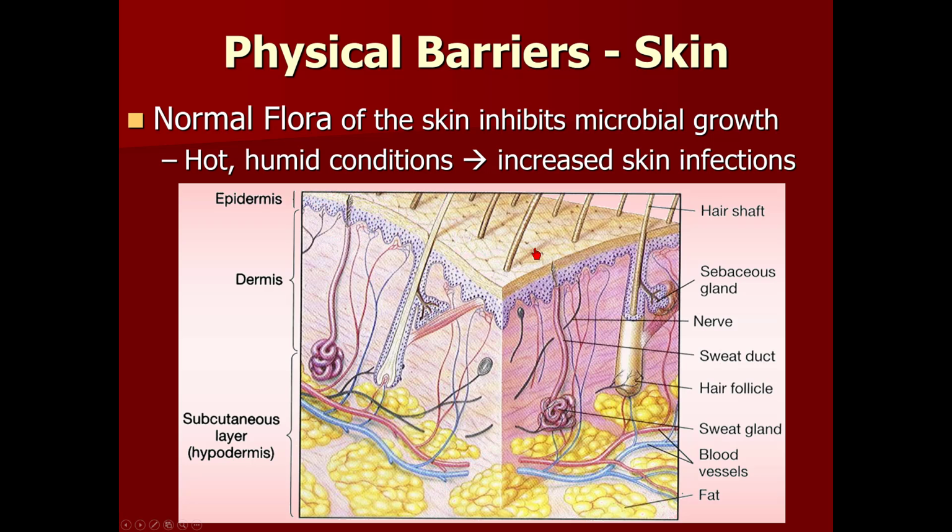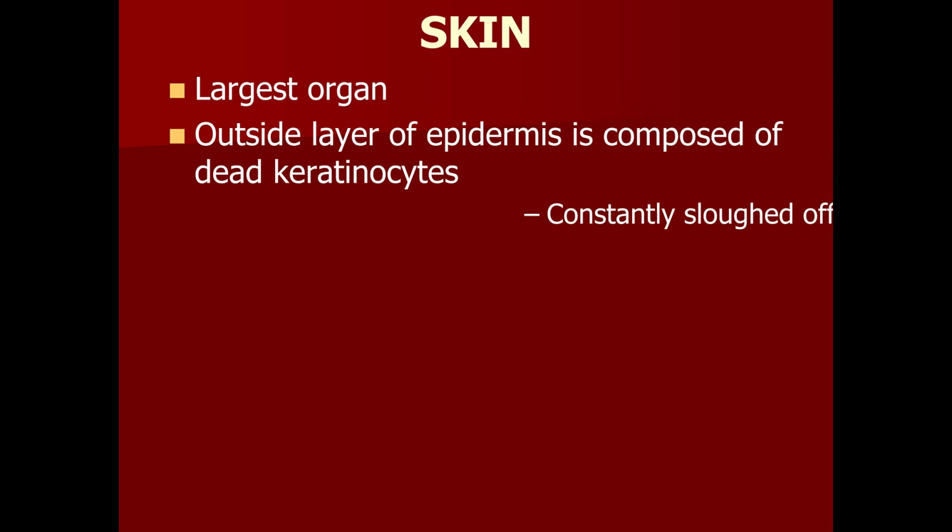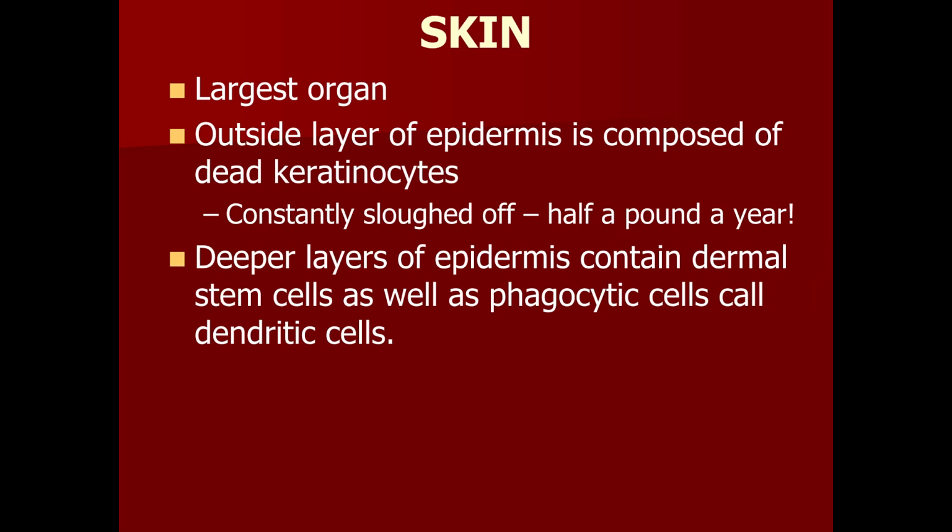So we've got the epidermis here, and then we've got the dermis below it. And there are sebaceous oil glands and eccrine sweat glands and all kinds of things that will help keep the surface of our skin relatively clear of microbial invaders. Now, the skin itself is your largest organ, right? And we pretty much talked about that.